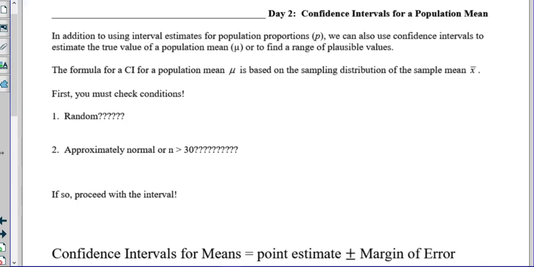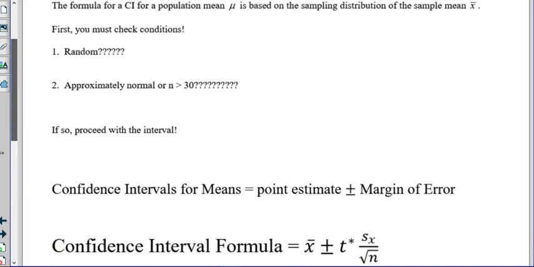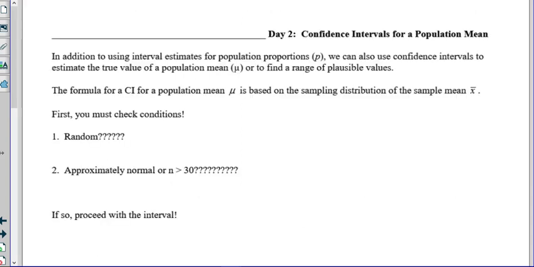All right, so first page is just a lot of reading. So now we're going to go with what we learned the other day and go from there. We're still going to check conditions, random. We're still going to see whether it says relatively normal. Okay, so we check to see if it's approximately normal.